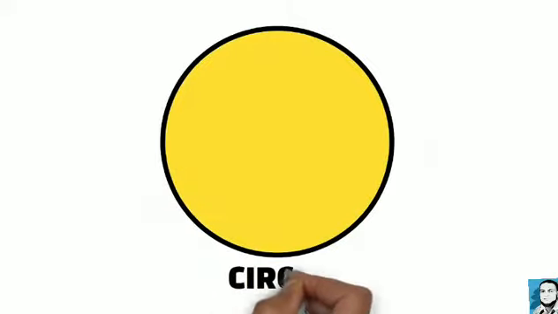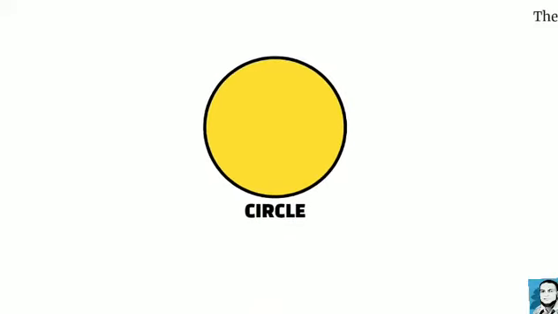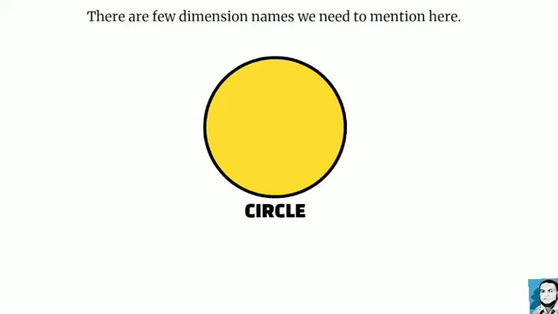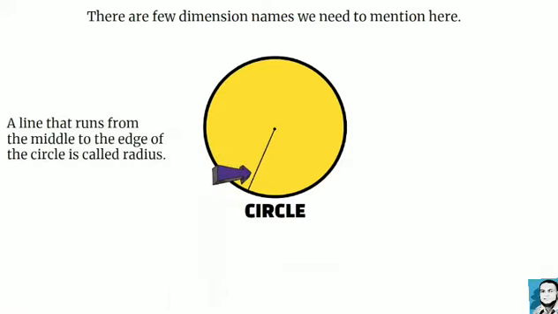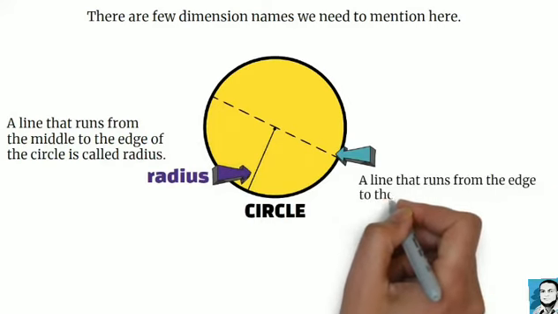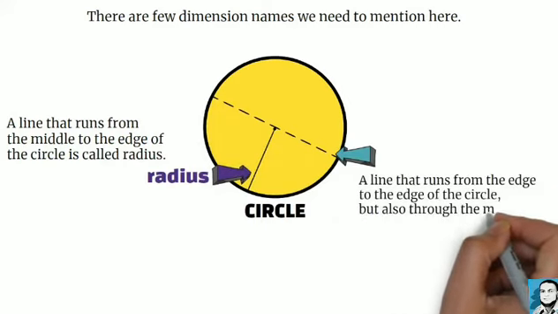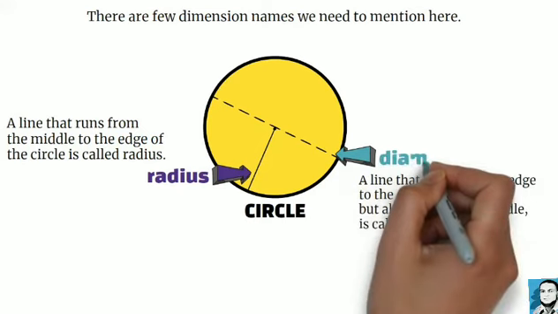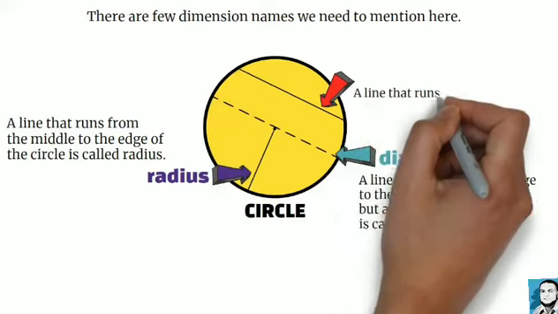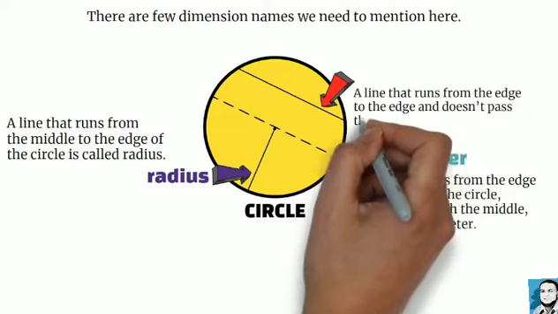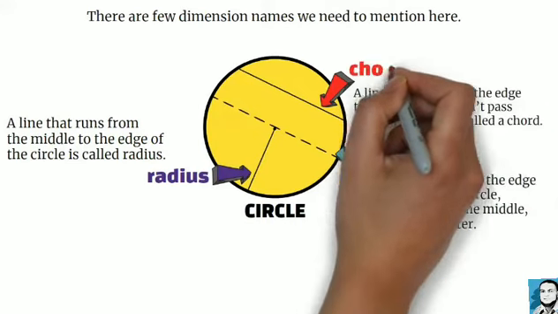Okay, now we can move on to the next shape. A circle. There are few dimension names we need to mention here. First, a line that runs from the middle to the edge of the circle is called radius. And a line that runs from the edge to edge of the circle, but also through the middle, is called a diameter. A line that runs from the edge to the edge and doesn't pass the middle point is called a chord.